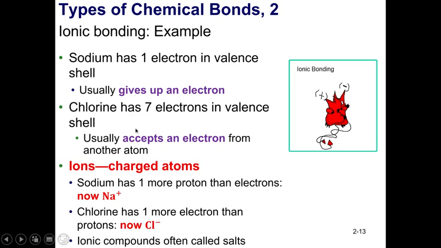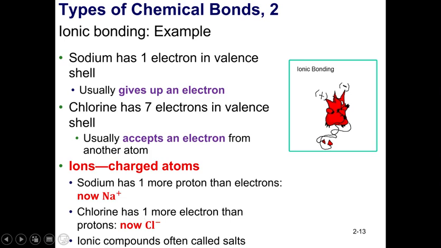In chlorine's example, however, chlorine only has 7 electrons on its outer valence shell. So in order for it to complete the octet rule, it's always going to be seeking to add an electron to its valence shell. So these two combine together. If sodium gives up an electron, it becomes positive. If chlorine accepts an electron, it becomes negative. And because these two now become charged, sodium positive and chlorine negative, they can form an ionic bond. Because they are of opposite charges, they get attracted to each other.